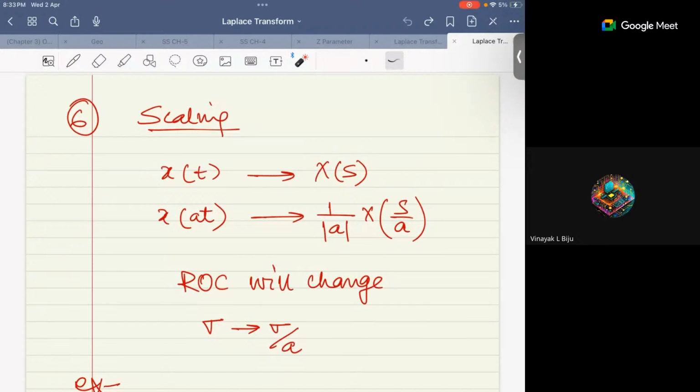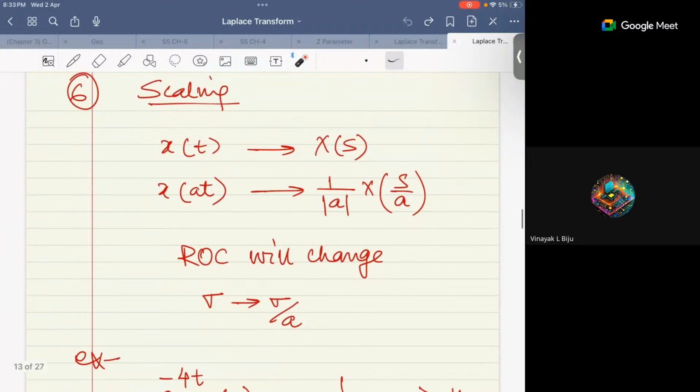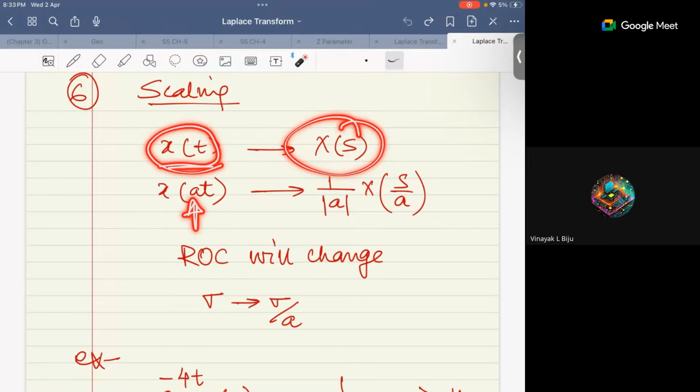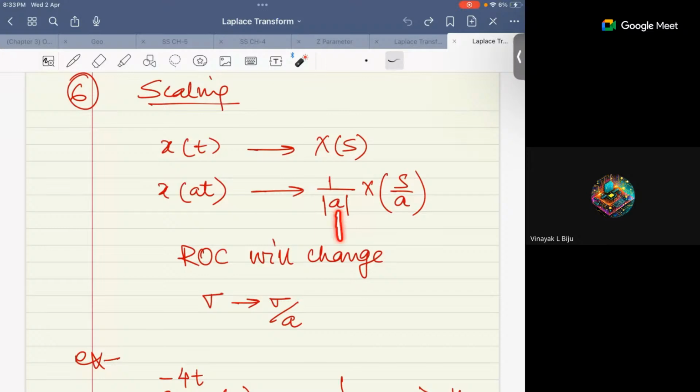Here, what will happen if you are applying a scaling property? Let's say for xt, you have the Laplace transform. If you are multiplying t by a, what will happen? The whole Laplace function will get divided by mod of a, and everywhere s will be replaced with s upon a. Now you can see that s is getting replaced with s upon a. That means there is a change in s, so there will be a change in the ROC also.